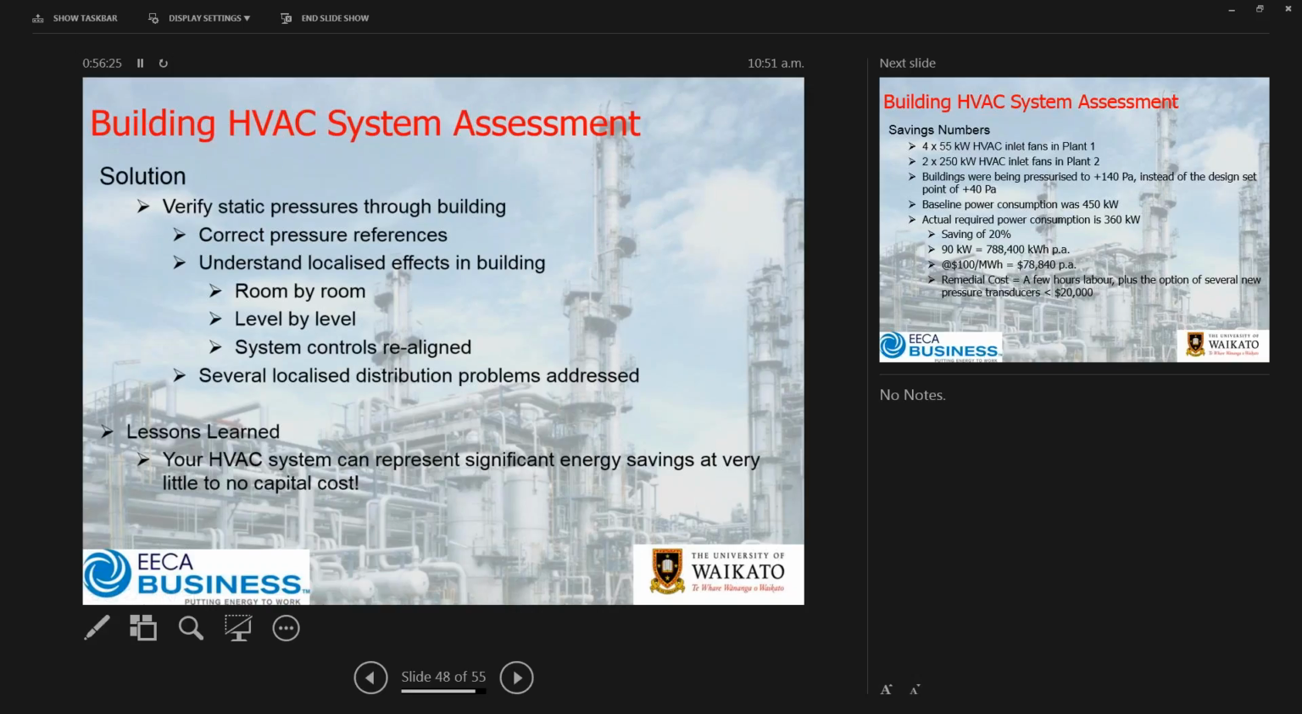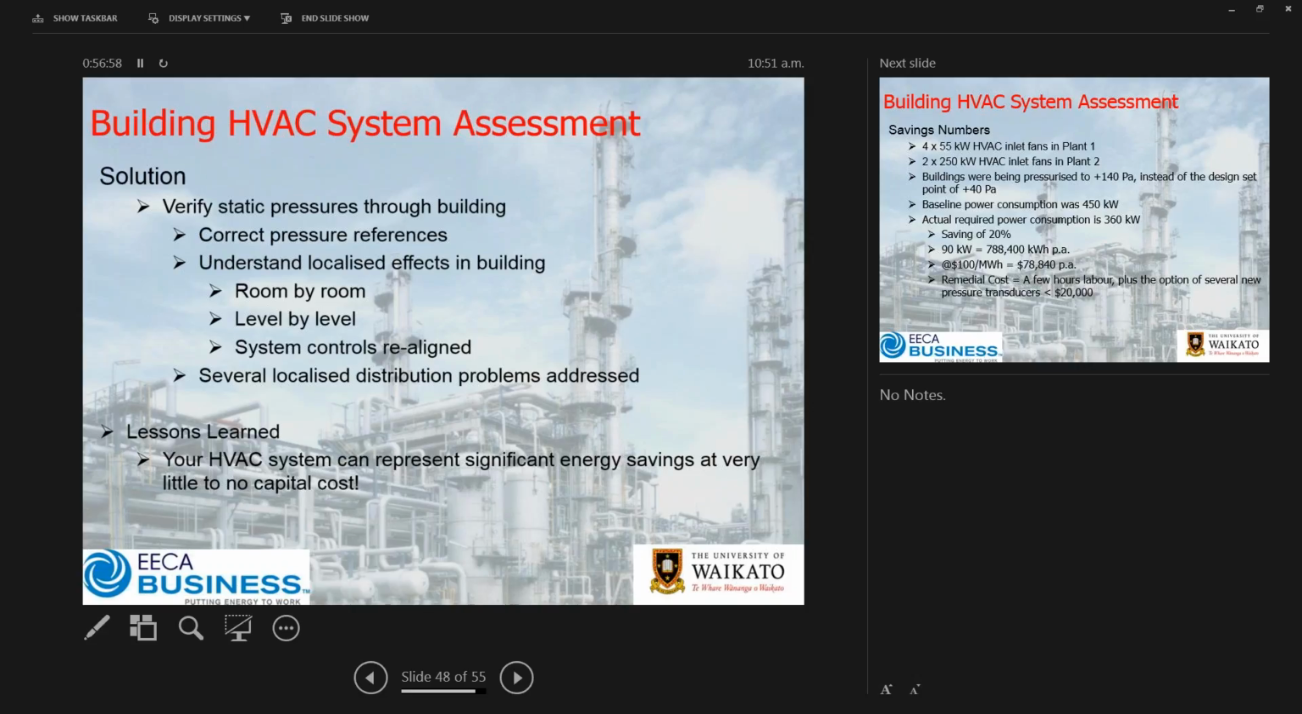Now obviously we're able to verify this by going through the building room by room, level by level. We're able to get the correct absolute pressures, then obviously compensating for height, because height was an issue, especially with the two reference pressures, and we're able to realign the control systems, and at the same time we're able to also identify as part of this process several localized air distribution problems that were able to be addressed. And so what was the lesson learned from this case study?